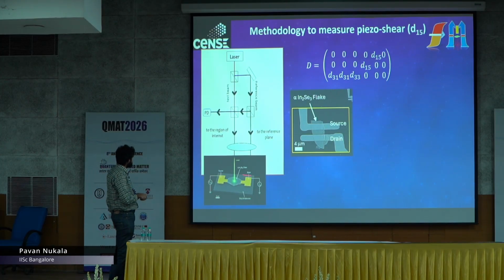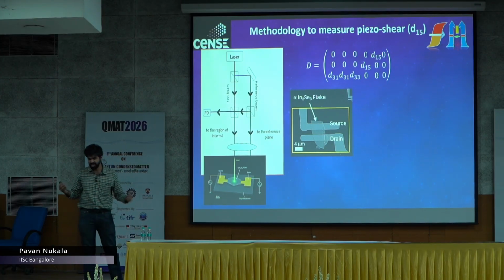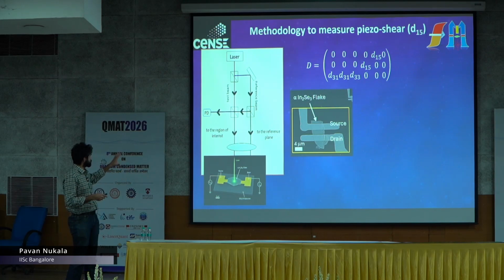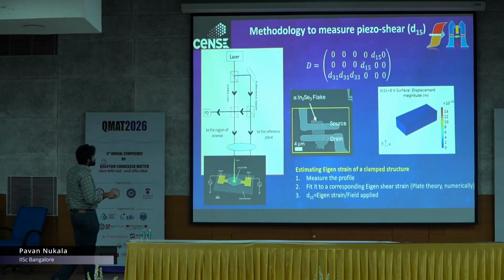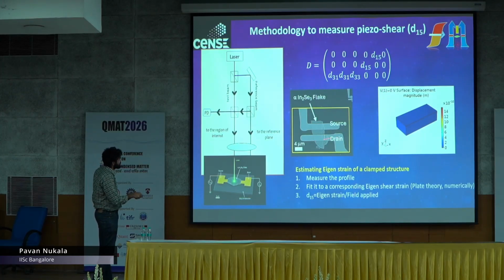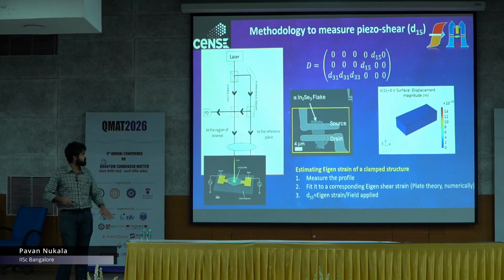So we made a setup for that. In fact, these are the first set of measurements that anyone can do, right? So to measure D15 in membranes and flakes. The idea is as follows, right? So you have a membrane that is clamped with these electrodes, right? So the shear strain transforms into shear stresses at the electrodes, right? So it's not allowing these things to move.